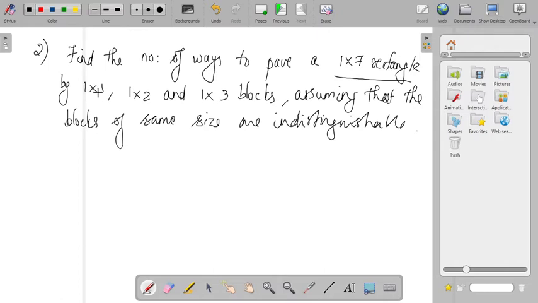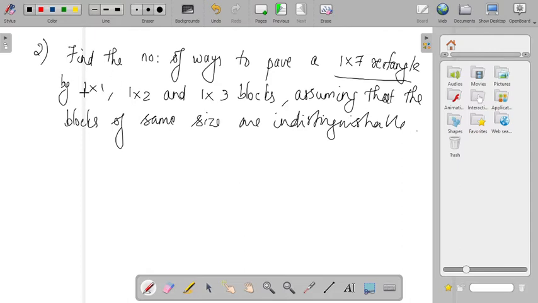Then use this block once, 3 times and this once, and this one 2 times and this one once. So there are different ways of forming a 1 by 7 rectangle. So all of these different cases give rise to different multi-sets.